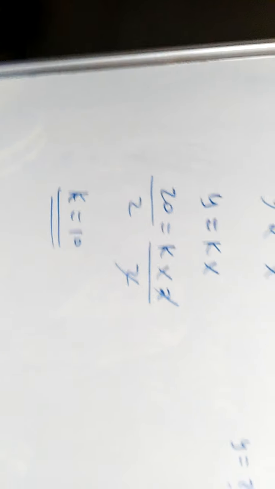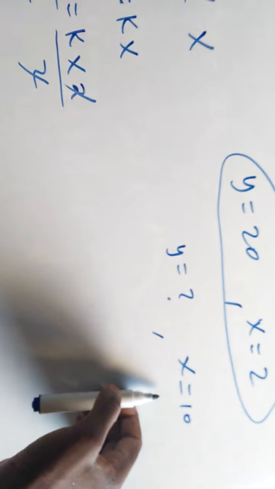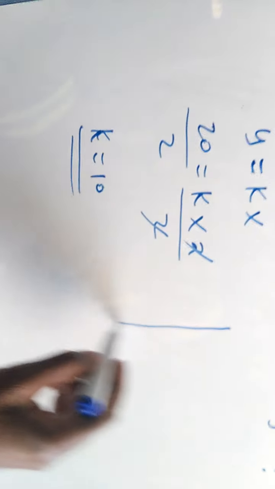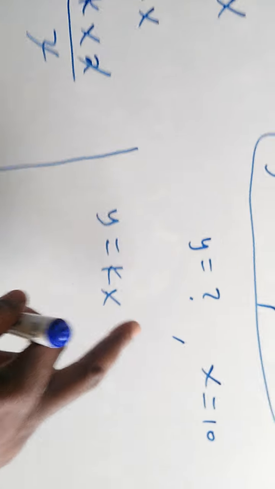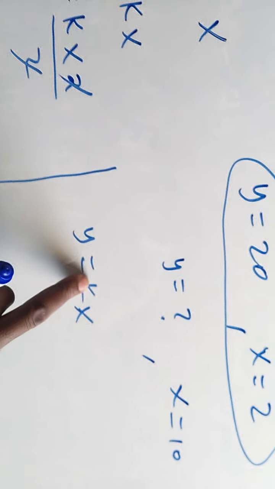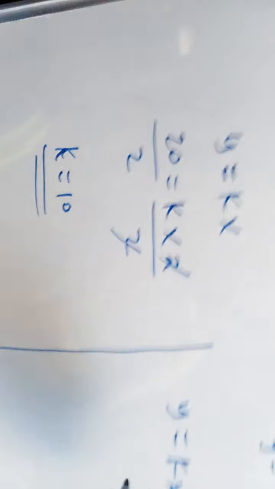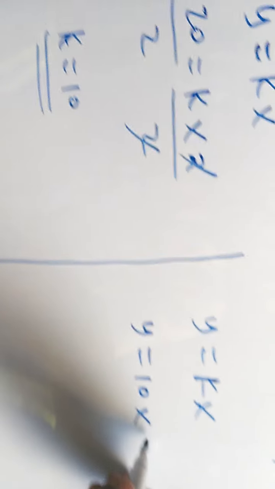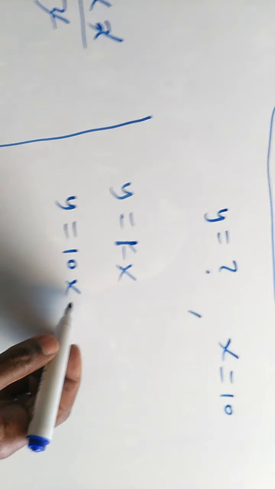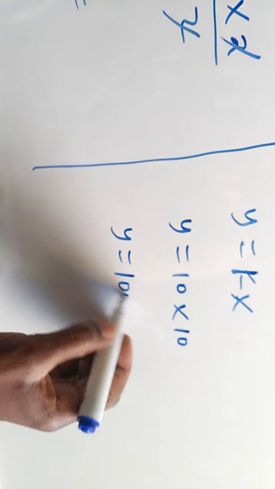We are not done. We are saying, now that you know the value of k, find y when x is 10. Okay? And so we'll go back to the equation. We want the value of y when x is 10, having known the value of k as 10. So y is equal to 10 by 10 by 10. The value of y is 100.